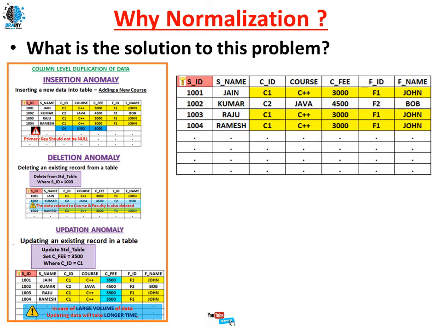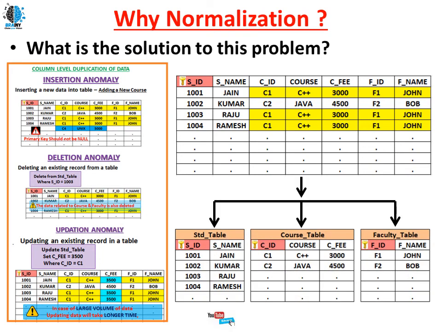So I have this table, and on this table I don't want any anomalies. So what do I have to do? Normalization will help you to remove these anomalies. How will normalization help? Normalization will help us to remove the insertion anomaly, deletion anomaly, and updation anomaly by dividing this existing table into three different tables. One table is going to maintain the details of students. One table is going to maintain the details of course. One table is going to maintain the details of faculty.